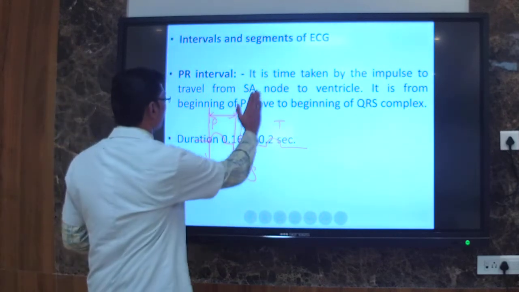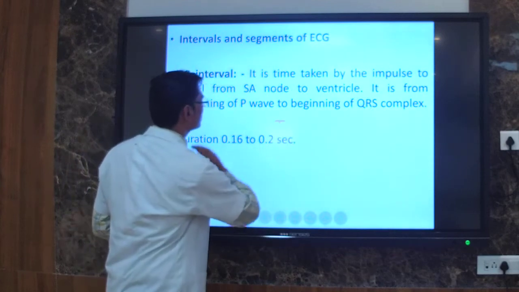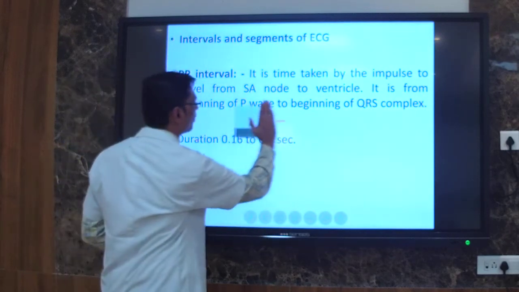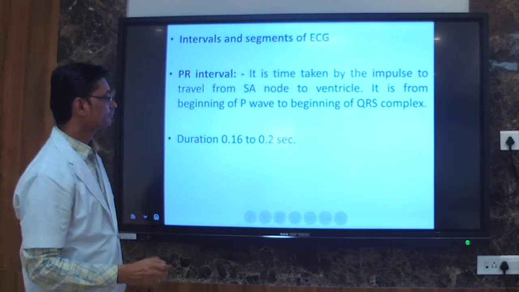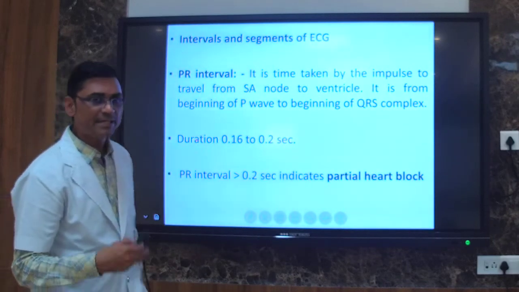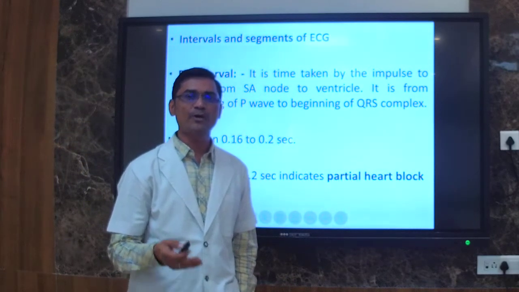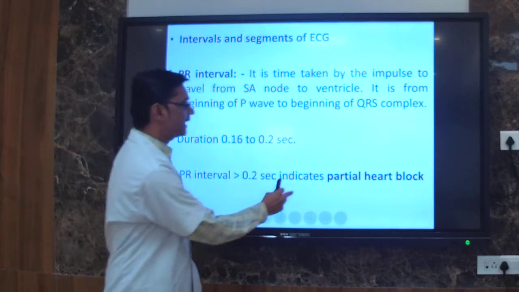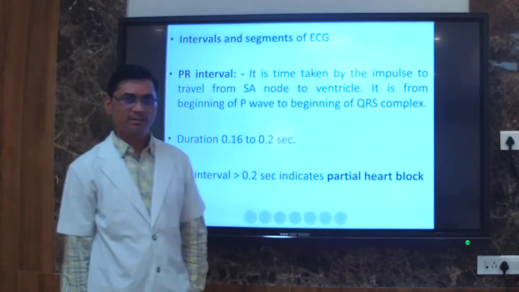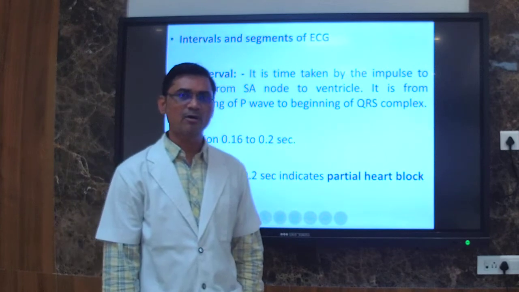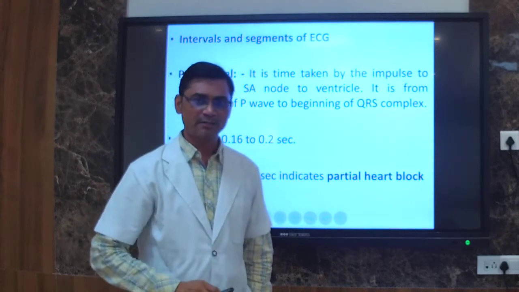Normal duration is 0.16 to 0.2 second. If the PR interval is prolonged, more than 0.2 second, it is indicative of partial heart block, which is a common feature in rheumatic heart diseases.